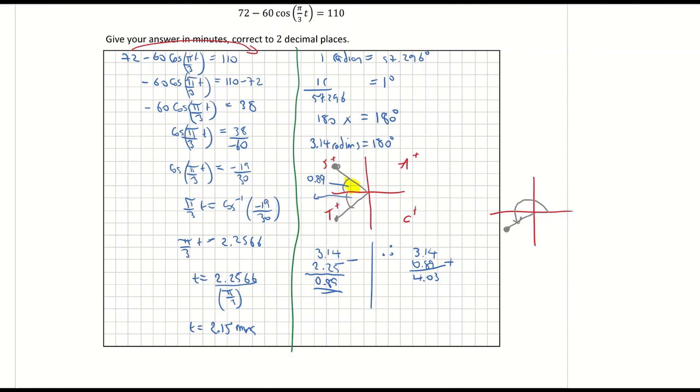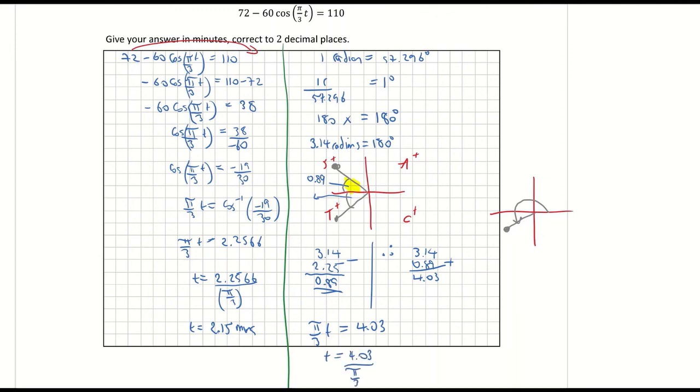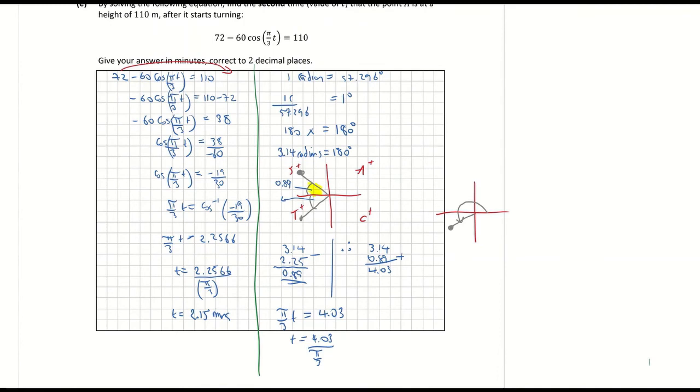So therefore, I'm now going to come back down. I'm going to take this section here, redo it, but letting it equal to 4.03. So my final step here is going, I'm running out of space here. So I'm going pi over 3t is equal to 4.03. Solving for t, so t is equal to 4.03 divided by pi over 3. T is equal to 3.85 minutes. So that's our second value for t.